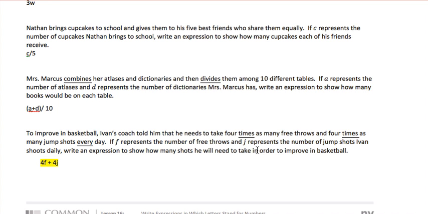And quite a while ago, many lessons ago, we learned that if we had a common factor like that, we could actually write it as 4 times the quantity F plus J using the distributive property. So that's a second way that we can write the same expression.